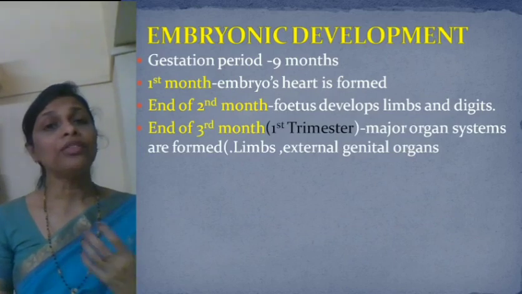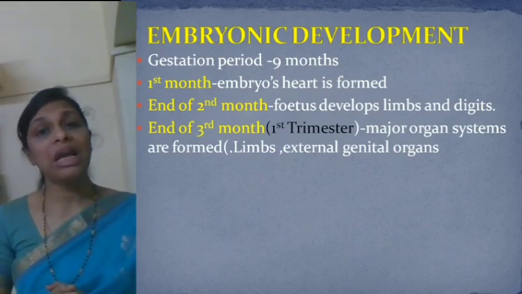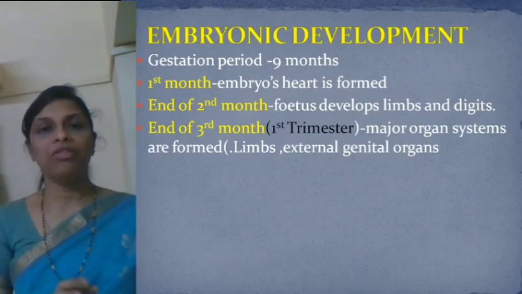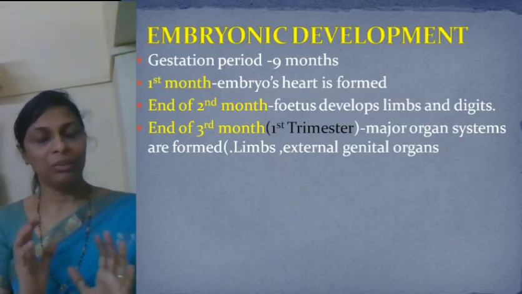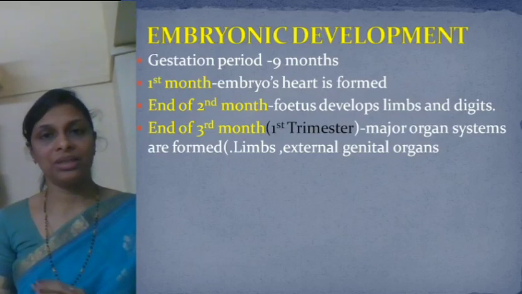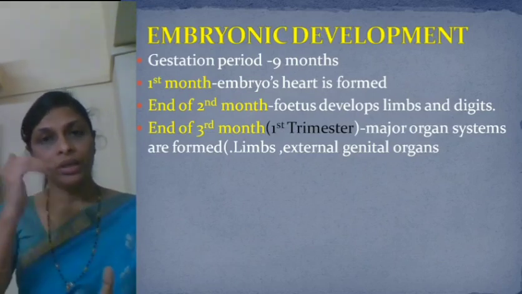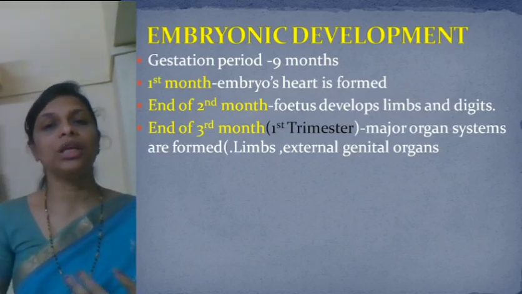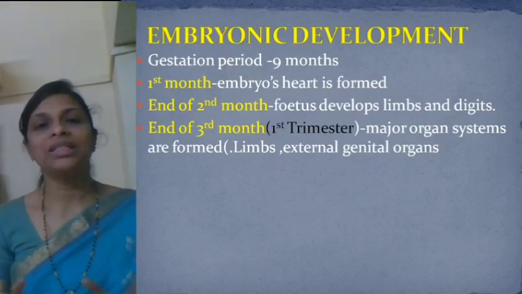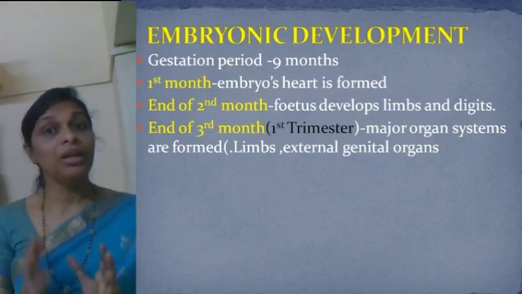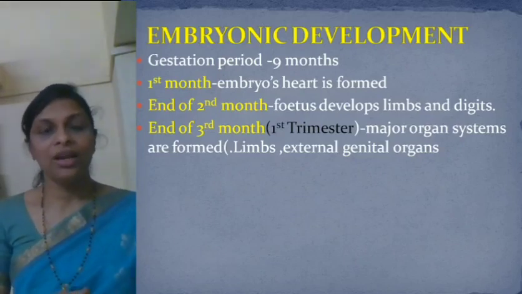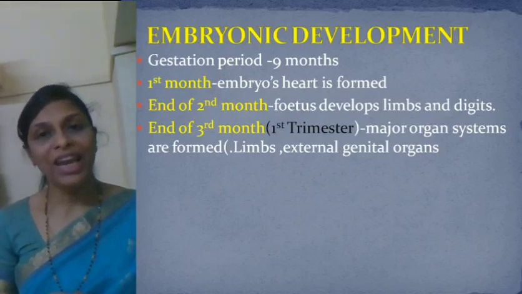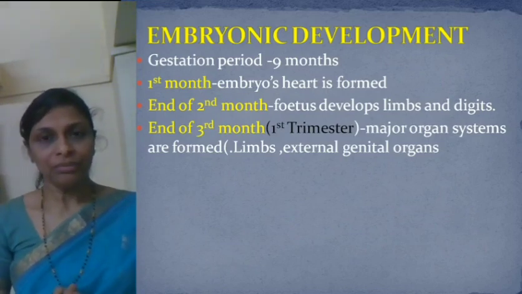Then, by the end of the third month, what we call a trimester, these 9 months can be divided into three trimesters. That is, first trimester, that is 3 months. By the end of the first 3 months, almost all the organ systems will be developed, and even the genital organs will be developed. So the sex of the baby can be found out only by the end of the third month. Hope it's clear.